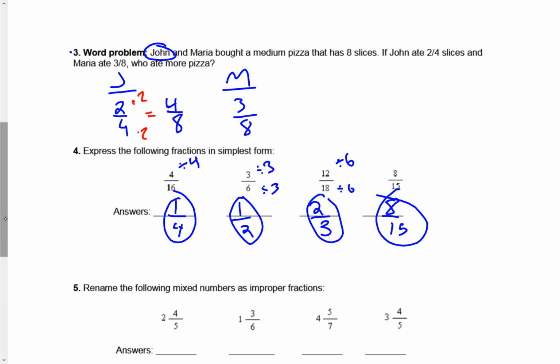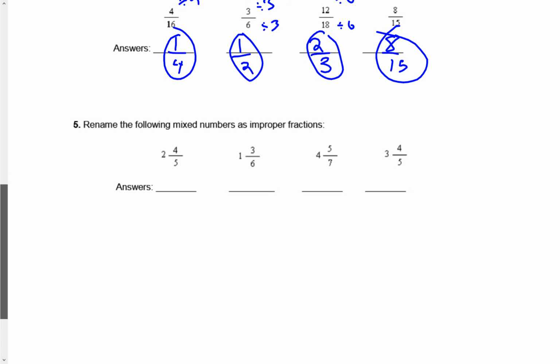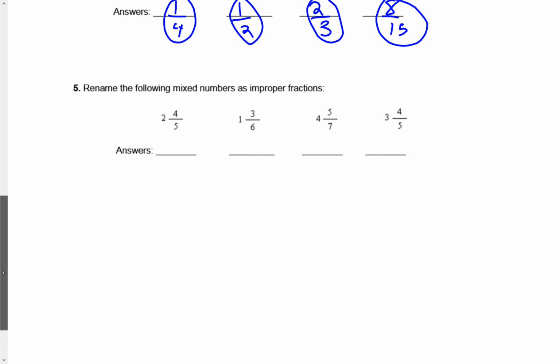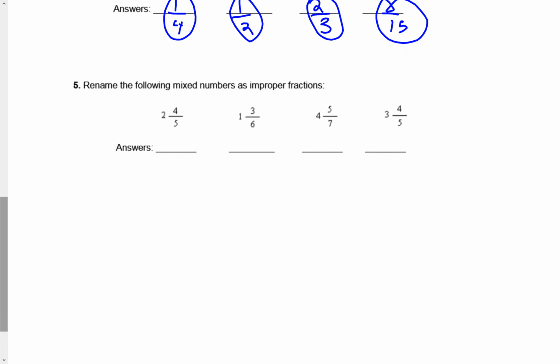Let's now take some mixed numbers and change them to improper fractions. So if you can't quite remember how to do this, this includes take the bottom times the whole and add the top. That jingle that we sang together. Take the bottom times the whole and add the top. So that's what we're going to do. We're going to take the bottom. I'll write it out for this first one.